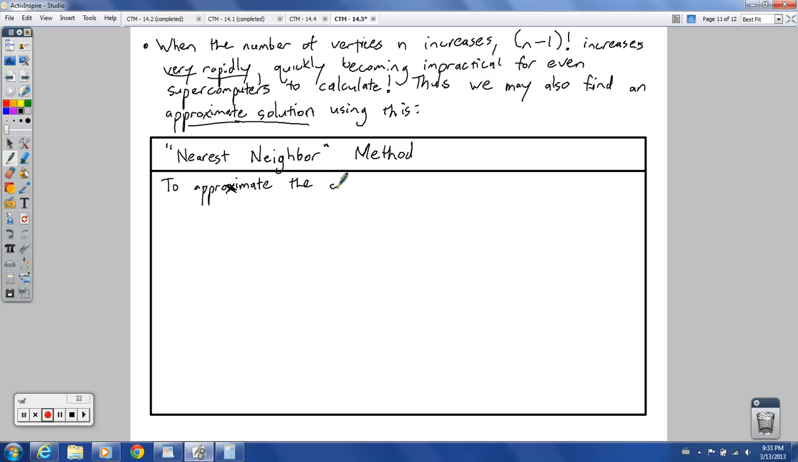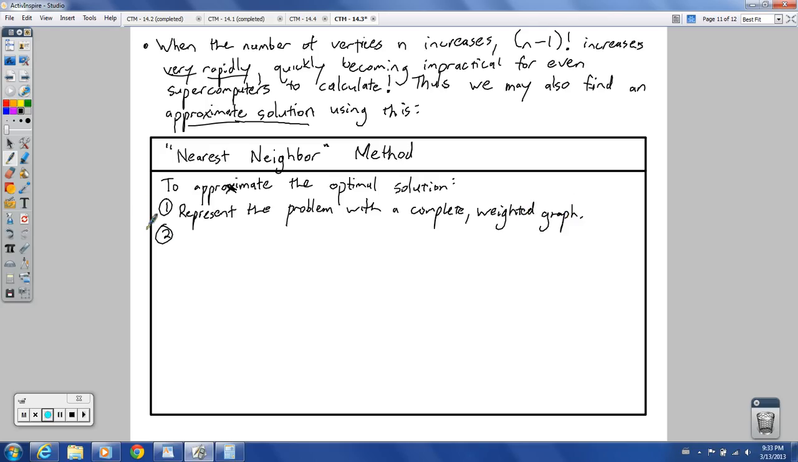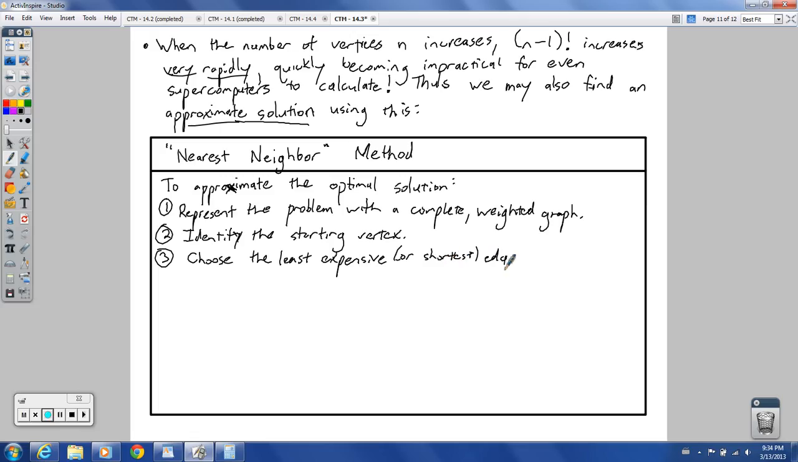So to approximate the optimal solution, we're going to go through these steps. Step 1 is to represent the problem with a complete weighted graph. Step 2, you need to identify the starting vertex. Step 3 is to choose the least expensive or shortest edge from there.